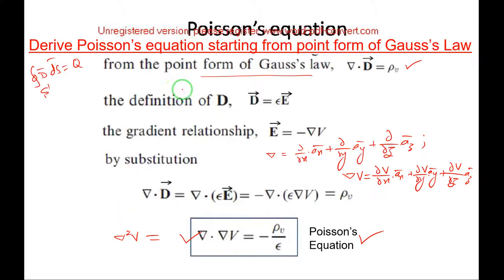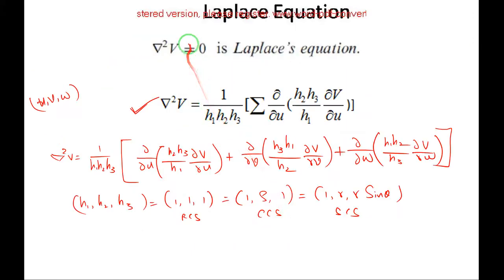Next, the same question will continue. Derive Laplace equation starting from the point form of Gauss law. From the point form of Gauss law, we have derived Poisson's equation. Next, we want the Laplace equation. For the Laplace equation, we will assume that rho v is 0. I'll write the Poisson's equation once again: del square V is equal to minus rho V by epsilon. We have derived it, and we now assume that the volume charge density rho V is 0.